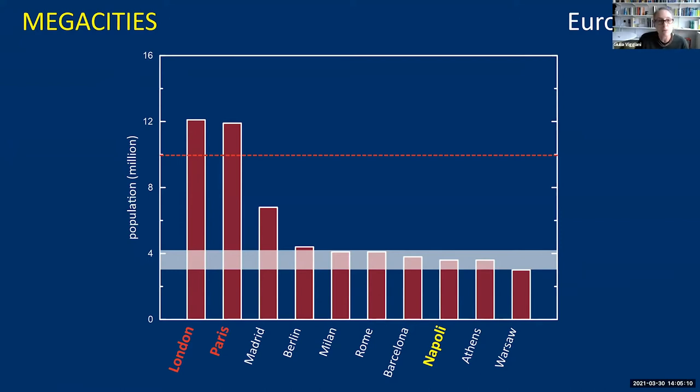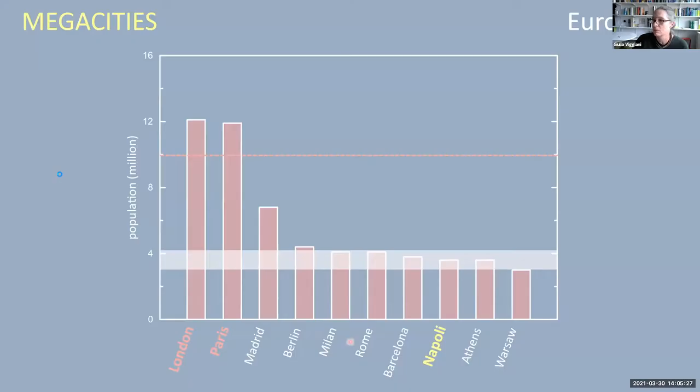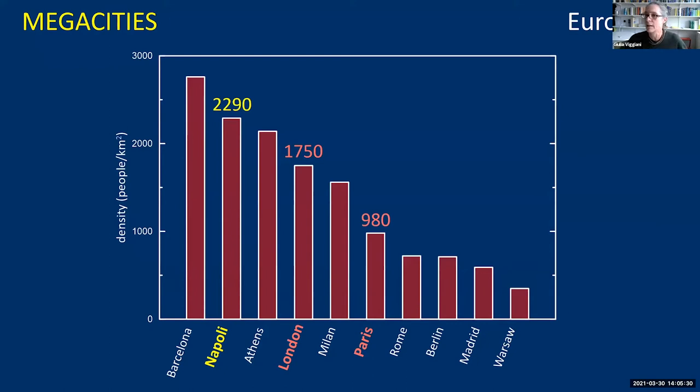But if you change your perspective only slightly and stop looking at population, but look at density of population, then you will find, hang on, I'm trying to get to the right screen. Sorry. Okay, so here we are, we're looking at density of population and you will discover that Napoli is now the second most densely inhabited city in Europe, well above both London and Paris. So here's Napoli, it's second only to Barcelona in Europe.